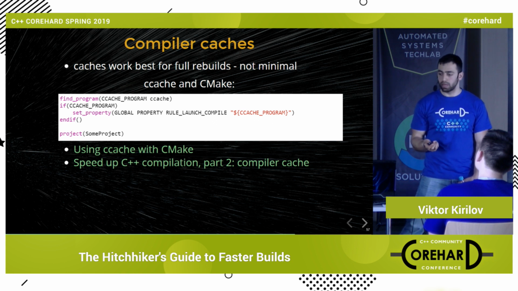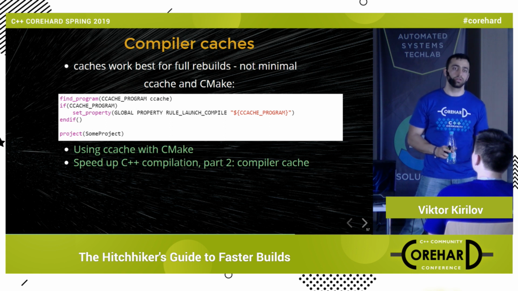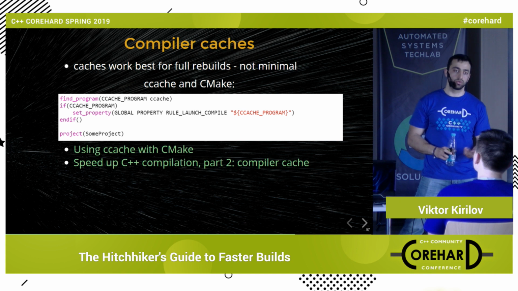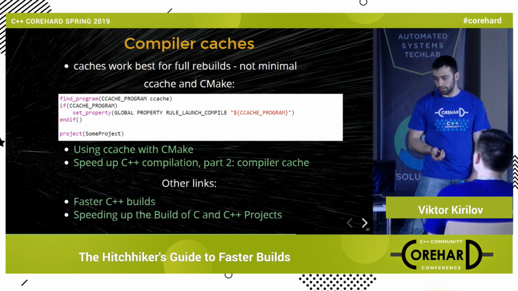You could easily integrate a compiler cache through CMake, and actually a compiler cache is a compiler wrapper. So for example, with Ccache, when you want to call GCC, you just call Ccache GCC. So GCC is a parameter to Ccache on the command line.